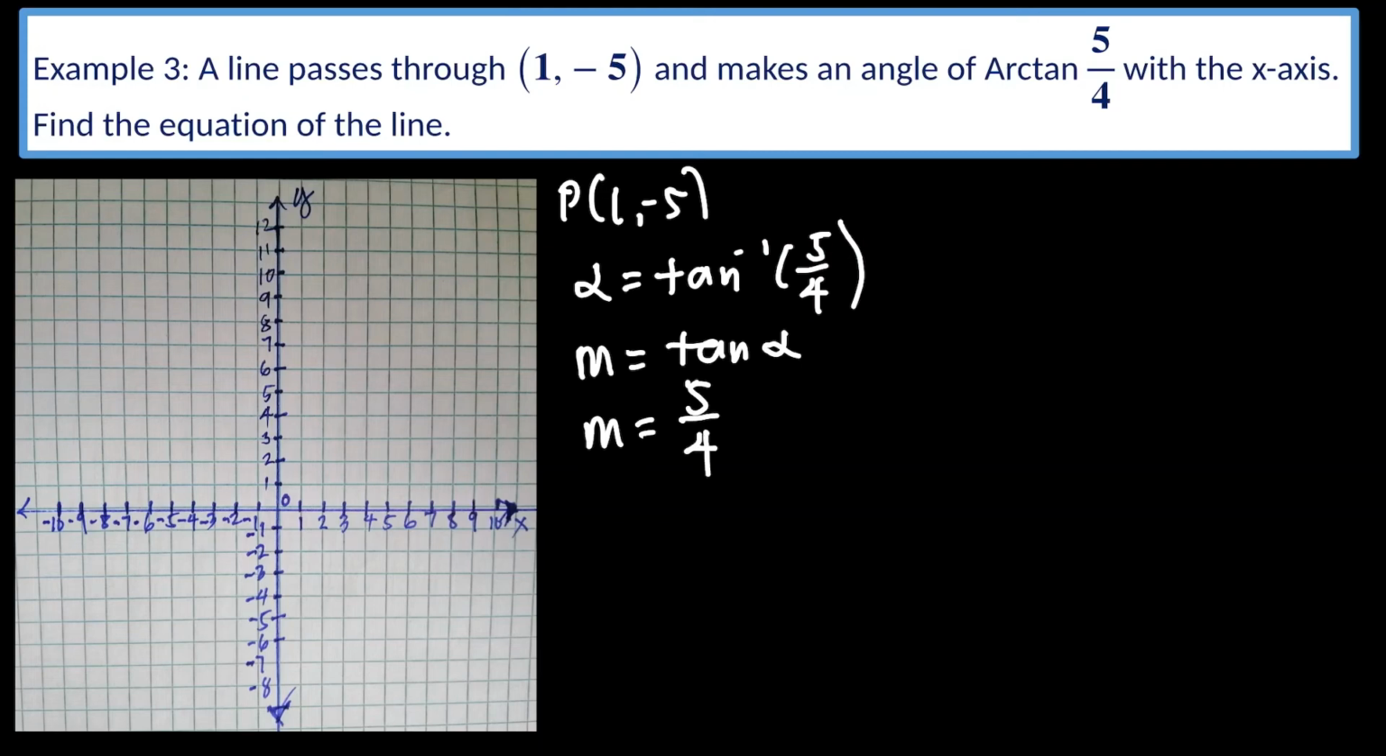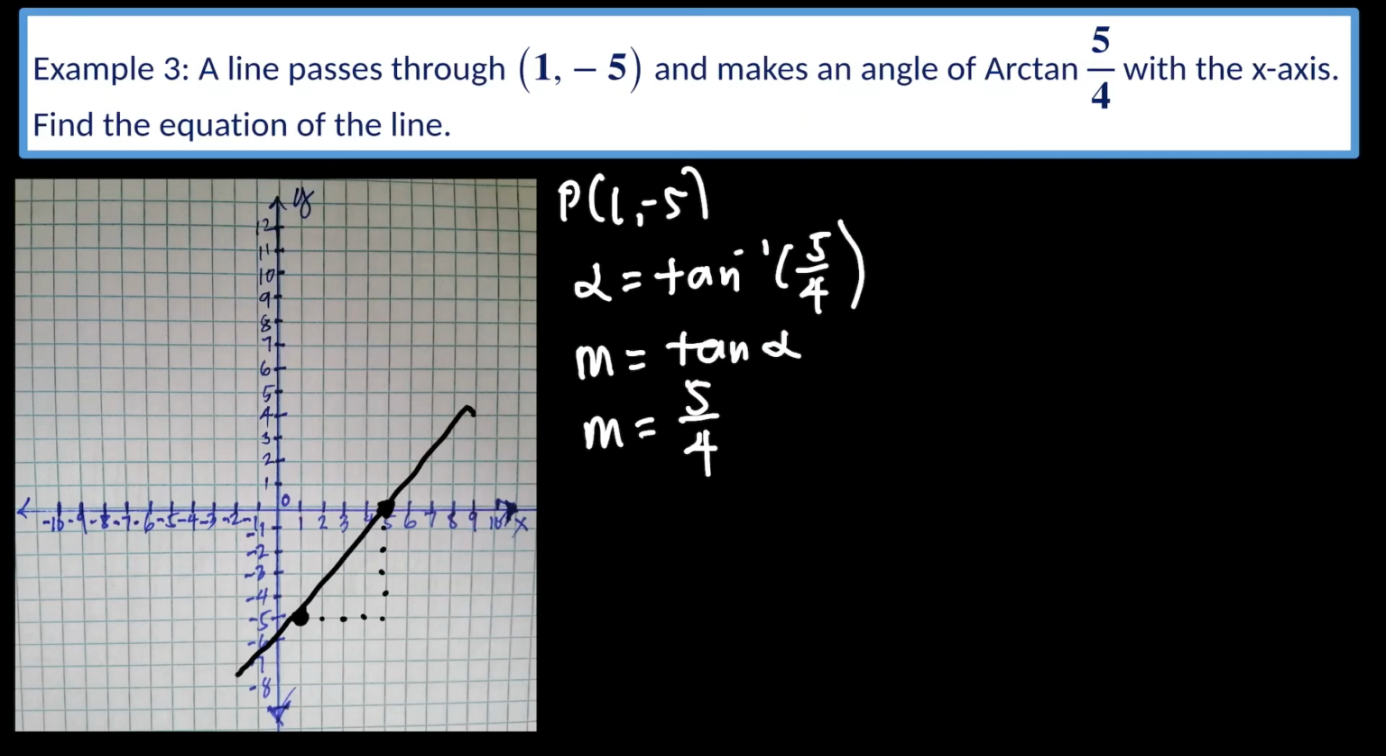So this means if we have the arctangent of 5/4, the slope here is equal to 5/4. Now let's try to plot the point 1 and negative 5. So 1 and negative 5 is here. And we have the run, which is 4. So let's count 4: 1, 2, 3, 4. And we have the rise, which is 5: 1, 2, 3, 4, 5. So possibly there's a point here, and this is the line that we are trying to find its equation. So what do you think is the equation of that line?